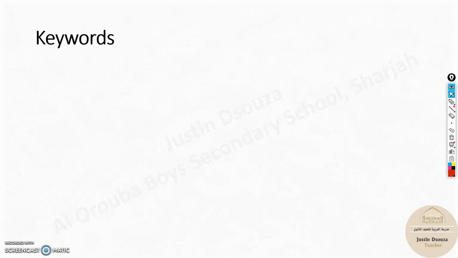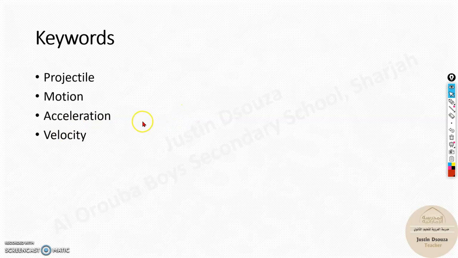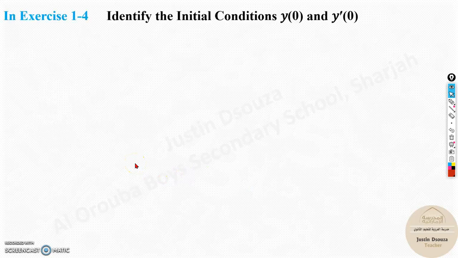The key words which you'll come across in this lesson are projectile, motion, acceleration, velocity. You might have come across a few of these already beforehand. Anyways, we will recall them as we continue in the coming sections.